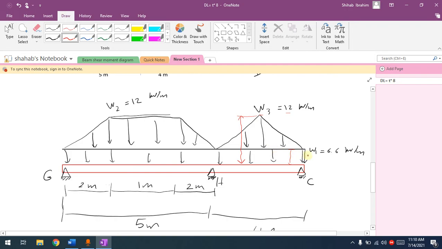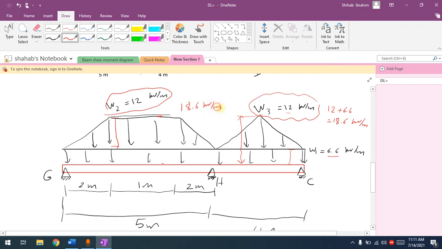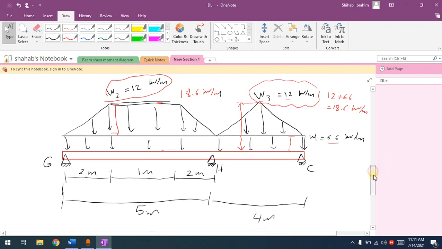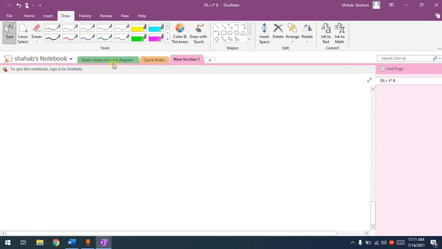What will you do? You will add this 6.6 to the values we have here. So in order to present this value, I cannot present it as 12. I'll present it as 12 plus 6.6, which will be 18.6 kilonewton per meter. Same thing goes for here as well. So this is only this part, but since we have to present it from the top to the bottom, it will again be 18.6 kilonewton per meter. Now I'm just going to redraw this nicely and present the final drawing of the slab.